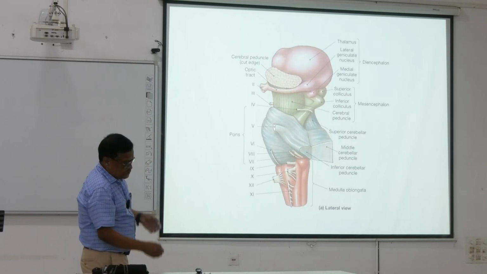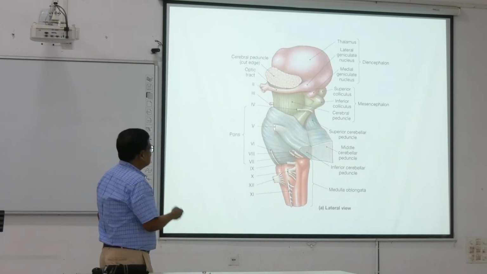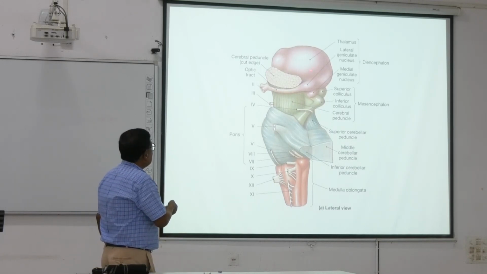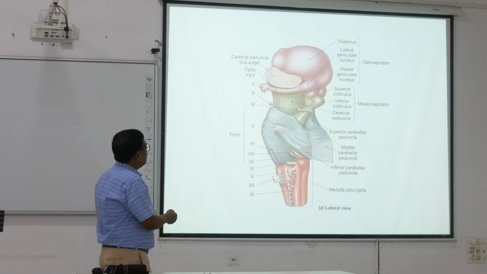And the posterior end of the thalamus is enlarged and hangs over the superior colliculus.